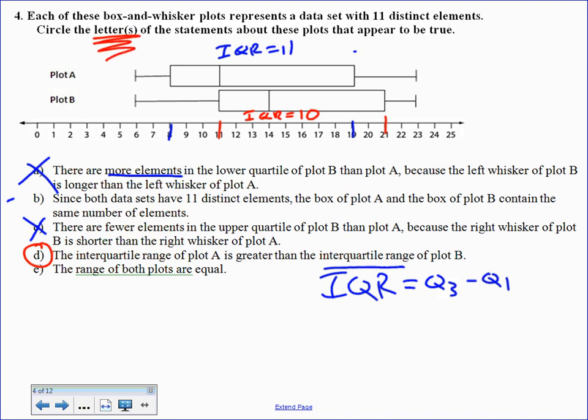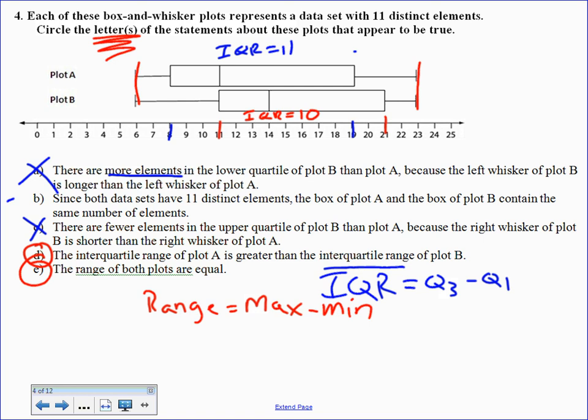So there might be more than one answer. So that is true. So let's look at E. The range of both plots are equal. Well, the range is simply the max minus the min. And if we look at them, they both have the same maximum and they both have the same minimum, so they are both going to have the same range.